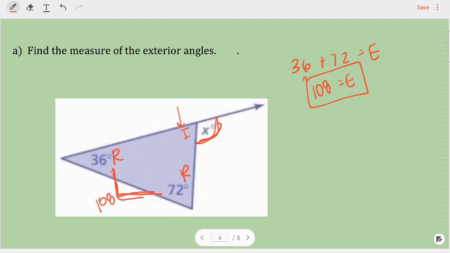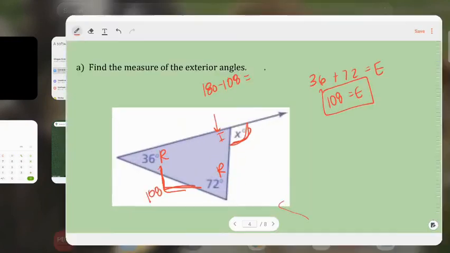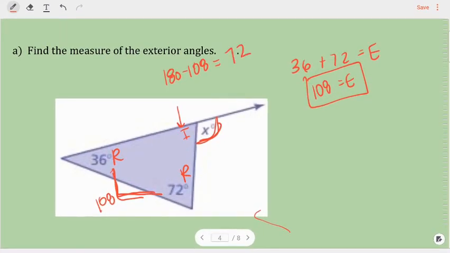To find my last interior, I'm going to take 180 minus 108, which is 72. So that last interior angle is 72. Because this is a straight line, if I go here to stop at 72, to go all the way it's 180, so 180 minus 72. And notice I'm just undoing the subtraction I did right here. So 180 minus 72 is 108. So sure enough, my remote plus remote equals my exterior angle works.